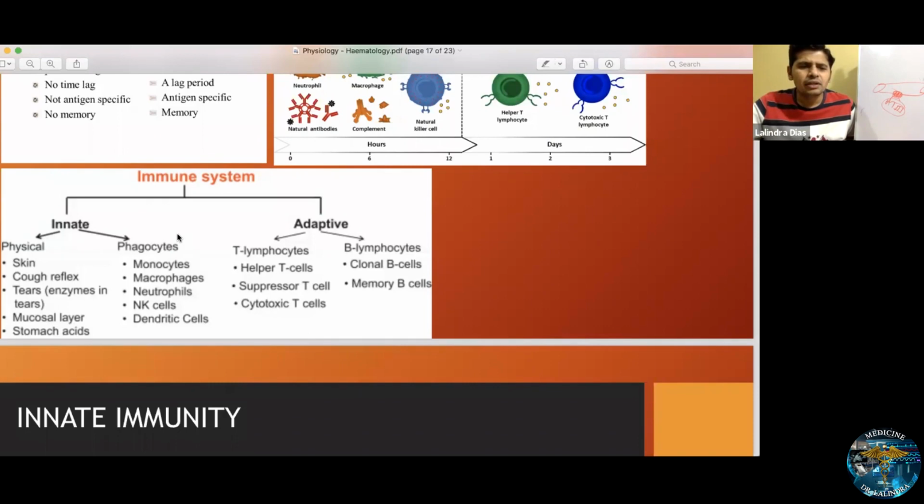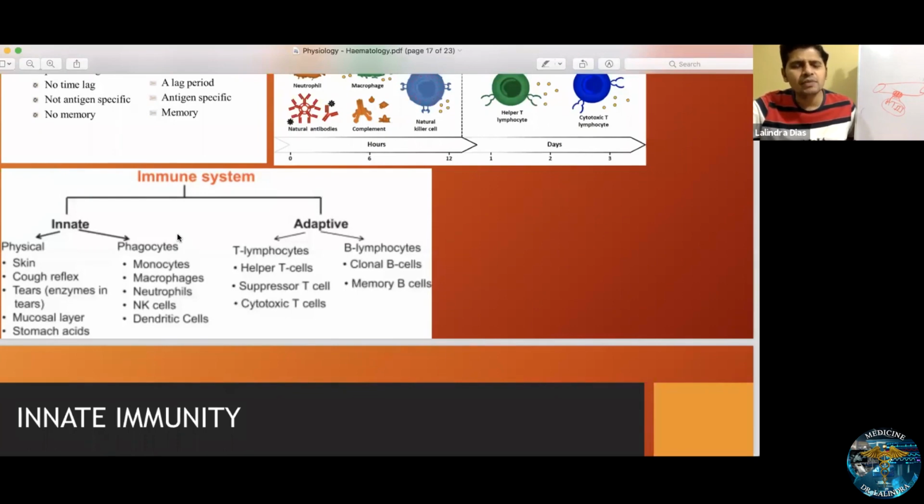cough reflex, all that matters. Then you have phagocytosis. So we have two mechanisms under innate immunity: one is the natural or physical immunity, and the other is phagocytosis. Phagocytosis is the predominant innate immunity.